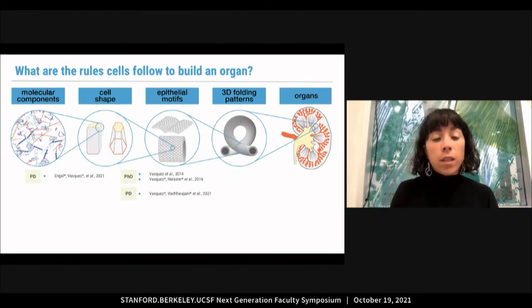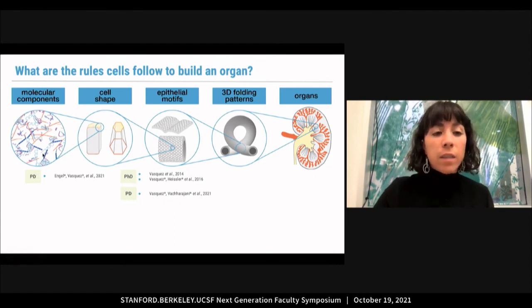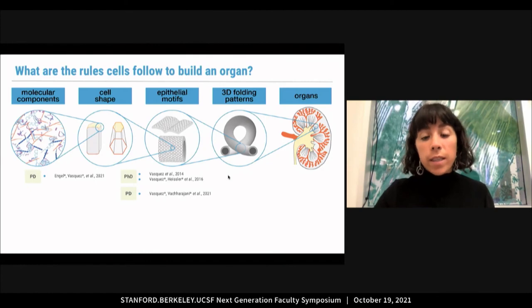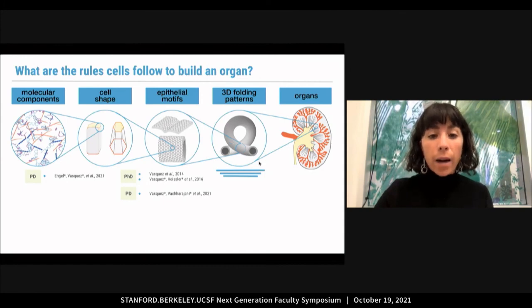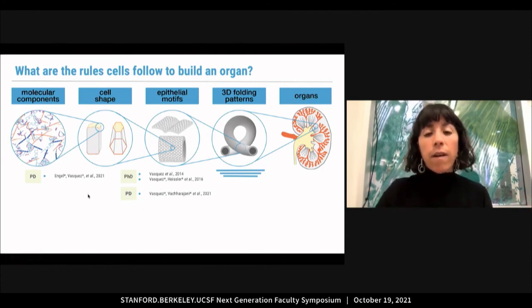What I've talked to you a little bit about today is some of my PhD work showing how cells can make folds, and some of my postdoc work showing how cells can make lumens. I haven't had a chance to talk about how these molecular components fit into different cells. What I'm really excited to tackle in my independent group is this next step. How do cells make these higher order 3D folding patterns? I think I'm really well positioned to do this because of my background in studying these different scales of how cells build different shapes.